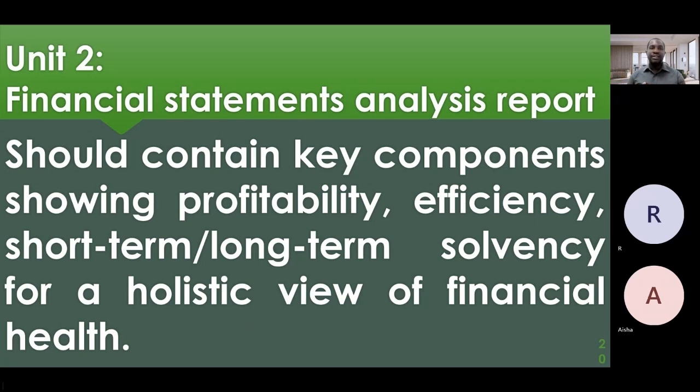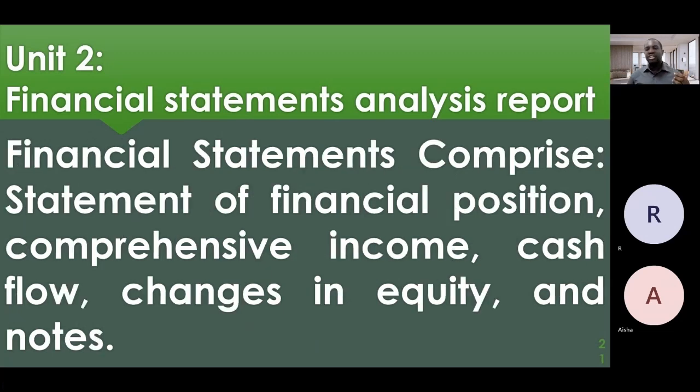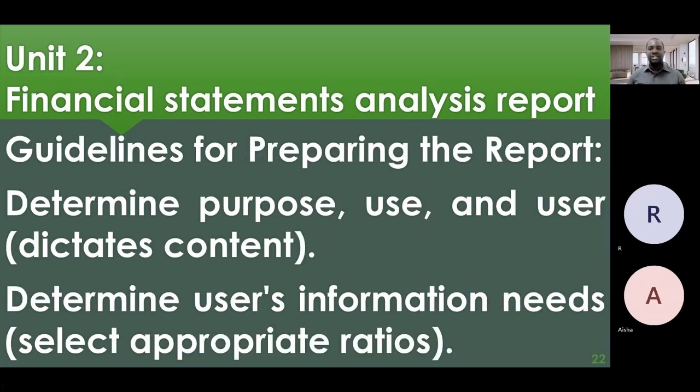Then you look at short-term solvency, which is your liquidity: your current ratio, acid test, cash ratio, and others. The long-term solvency speaks to debt ratio, debt to equity, interest cover, and all of them. Then you come to investment. If it's provided in the case, look at your earnings per share, dividend per share, and provide a holistic view of the financial health of the organization. So financial statements comprise the SFP, the income statement, and the cash flow. And most of the time they give us the statement of changes in equity and also notes to the accounts to speak to the financial statements.